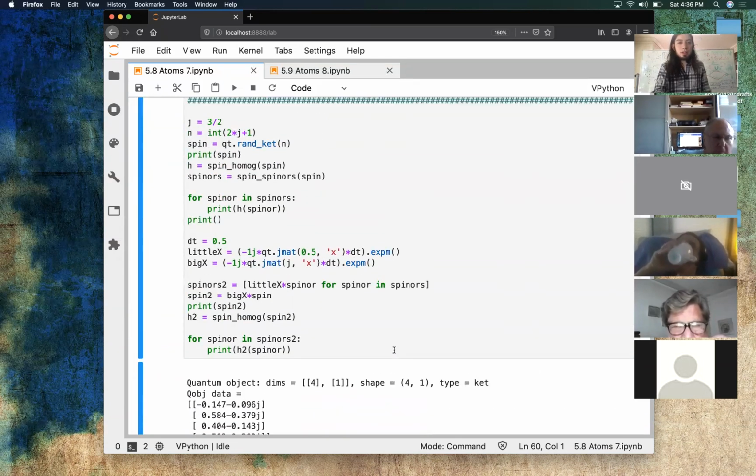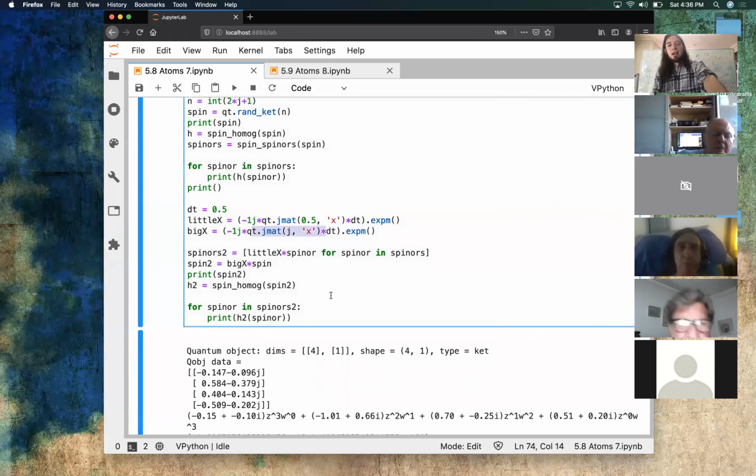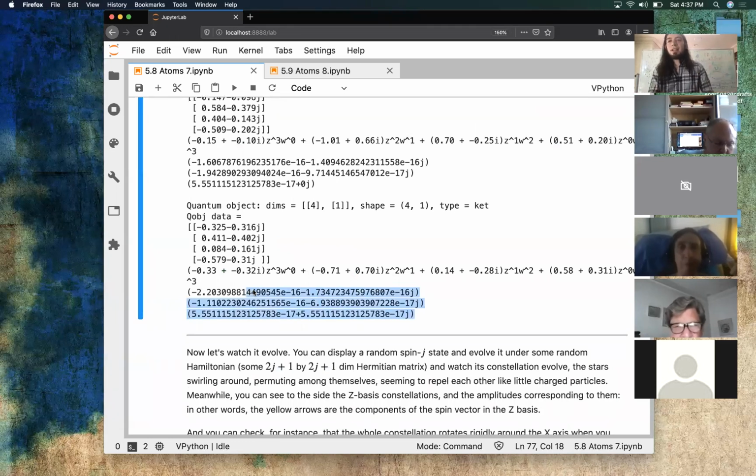So you can see what I did here: I got the x operator for spin 1/2, and I got the x operator for spin 3/2. I rotate each of the roots, and I rotate the whole state, and then I check that the rotated roots are also roots of the rotated polynomial, and you see that it's true. Each of these is still very, very close to 0. Just a little check, making sure we're going.